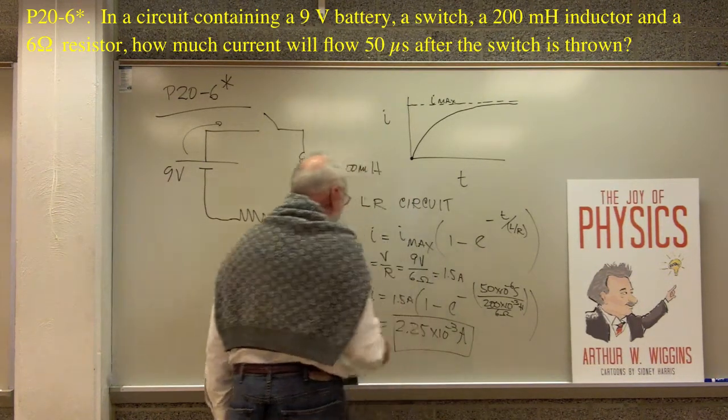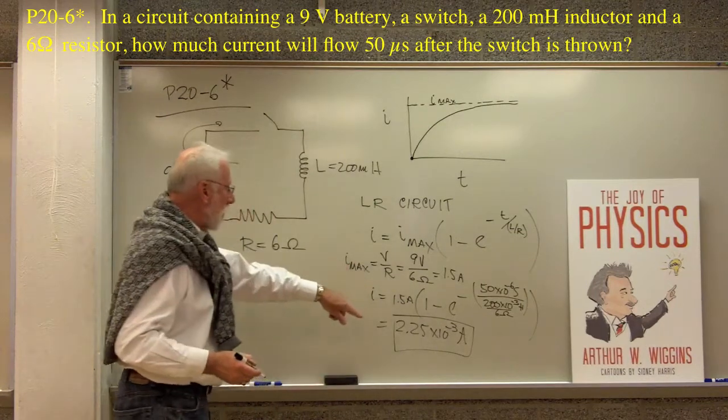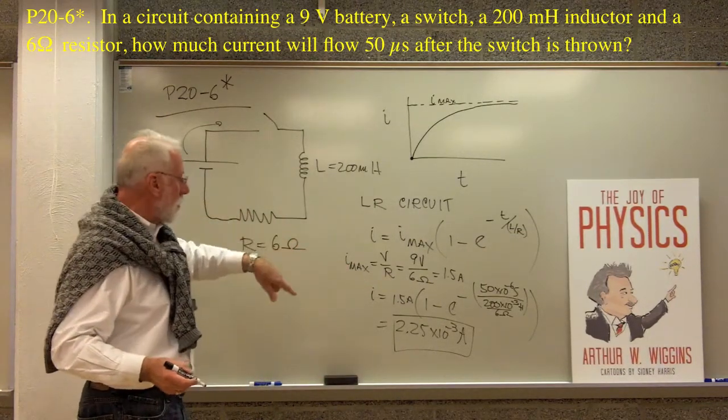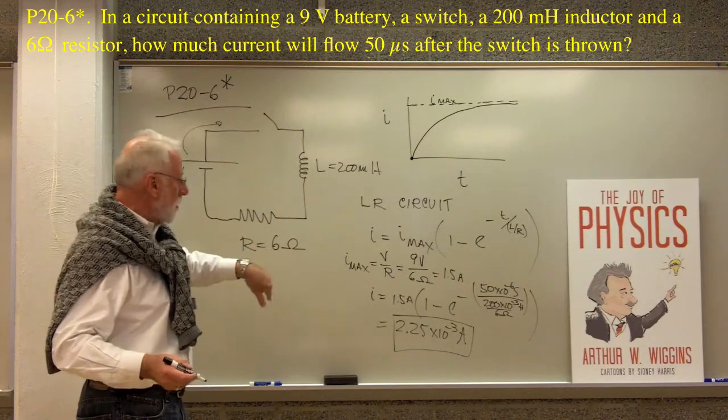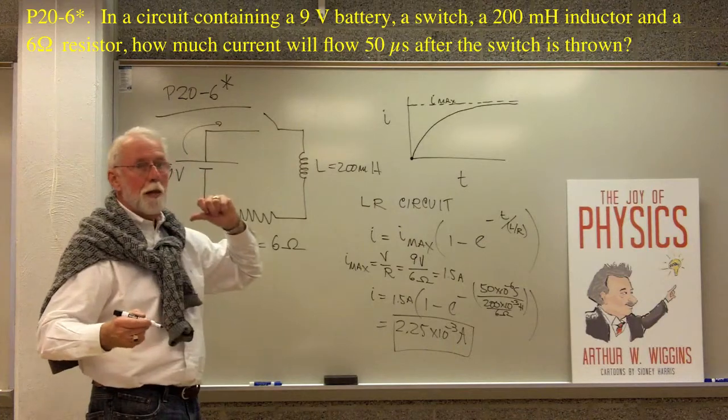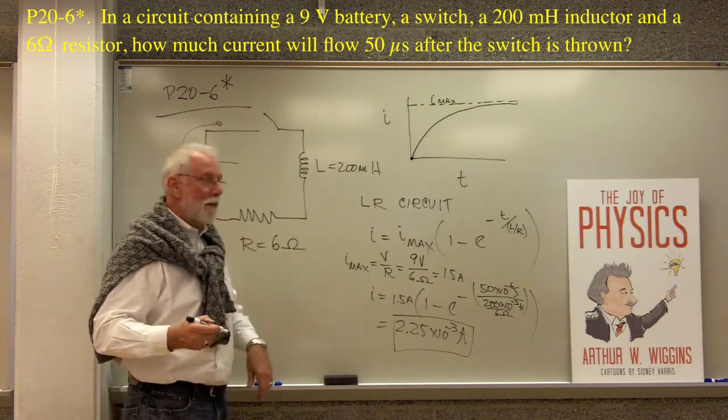So eventually it's going to get to 1.5 amps, but now after the relatively short time period of 50 microseconds, all that's flowing is this 10 to the minus 3 amps. So it starts off slowly and builds, and eventually works its way up to Imax. Okay, that's the LR circuit.